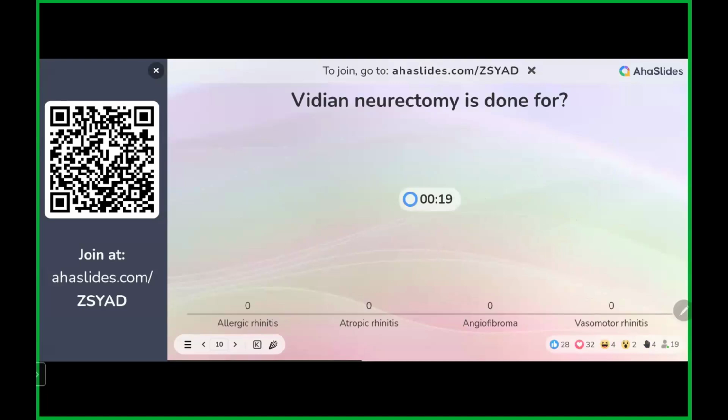Vidian neurectomy is done for. What do you think, Manoj? I think Vidian neurectomy targets the parasympathetic fibers. This makes it perfect for vasomotor rhinitis. Yep, say goodbye to that nasal overreaction.